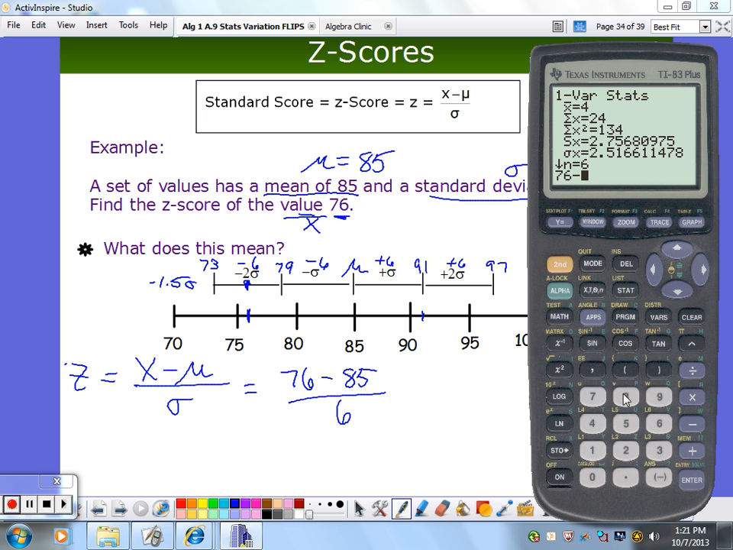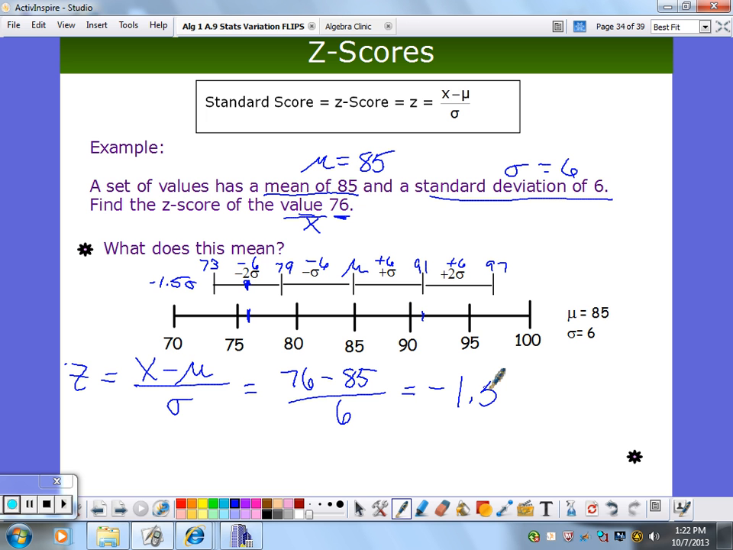If you type in 76 minus 85 divided by 6, is that correct? What's the problem if I just did this? What's the problem, Jerry? Right. It's going to do the order of operations, so that's not the right number. You have two options. You can put the numerator in parentheses and then divide. Or, this is what I usually do, I just say 76 minus 85, hit enter, so it does that calculation, and then I divide by the standard deviation. So make sure if you're using the calculator, keep in mind those order of operations and do this correctly. And you were right, Claire.